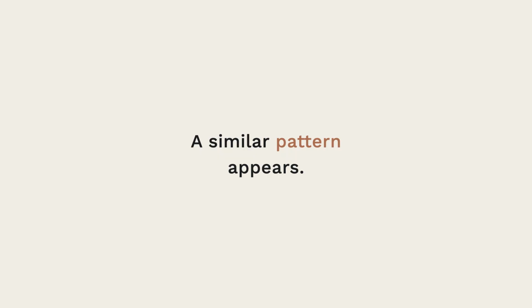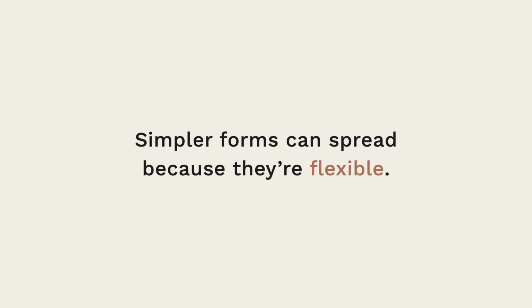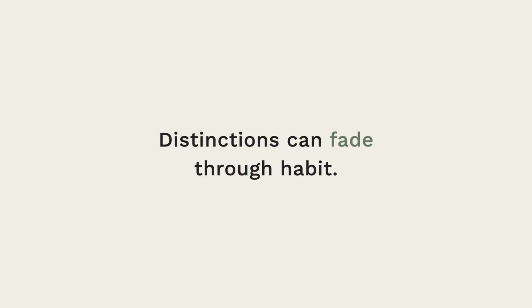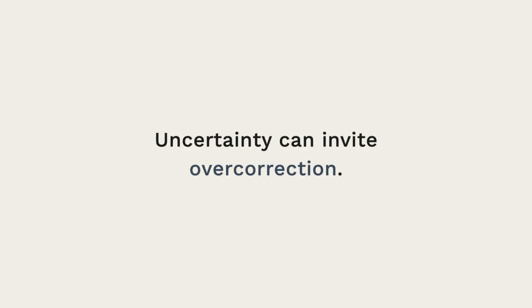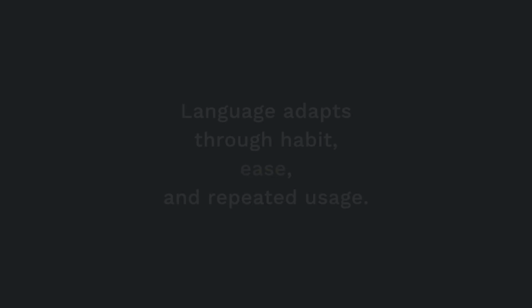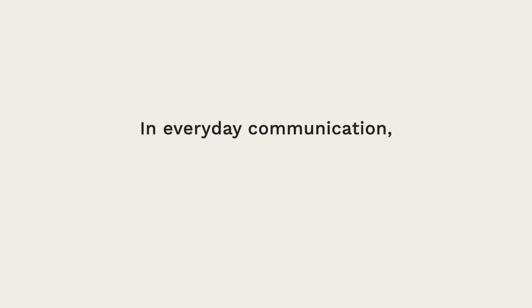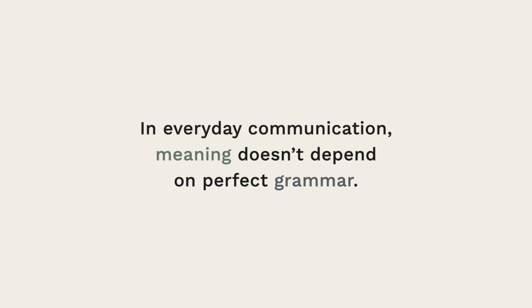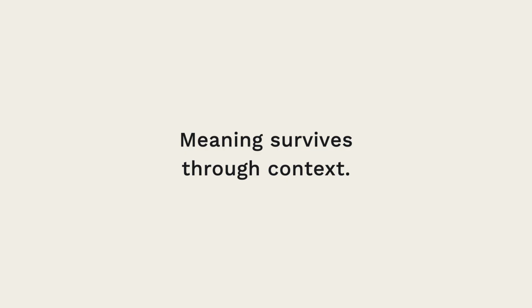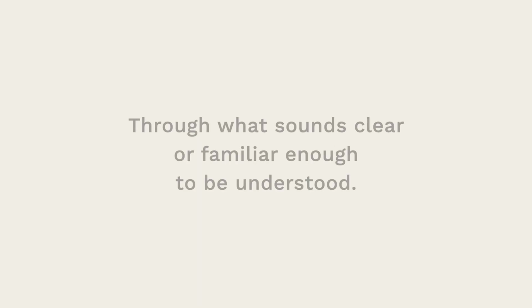We've looked at three common mistakes English speakers make, and across all three, a similar pattern appears. Simpler forms can spread because they're flexible, distinctions can fade through habit, and uncertainty can invite overcorrection. These patterns aren't random. They reflect how language adapts to the way people actually use it. In practice, people don't always use language according to the rules. They also adapt according to habit, ease, and repeated usage. In everyday communication, meaning doesn't depend on perfect grammar. Often, meaning survives through context, through convention, through what sounds clear or familiar enough to be understood.